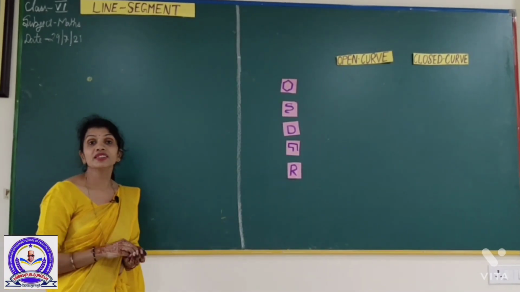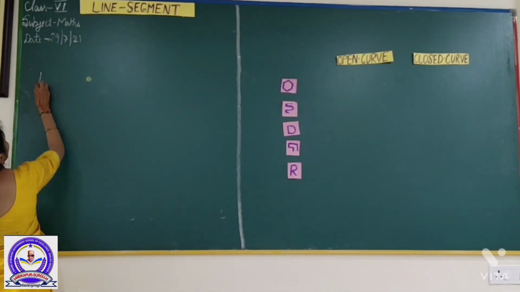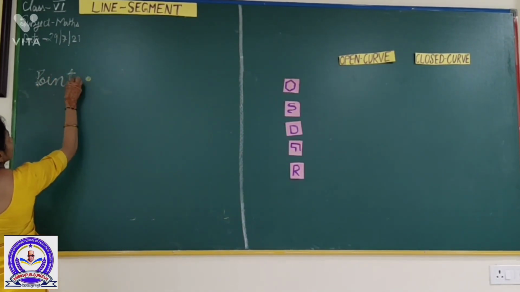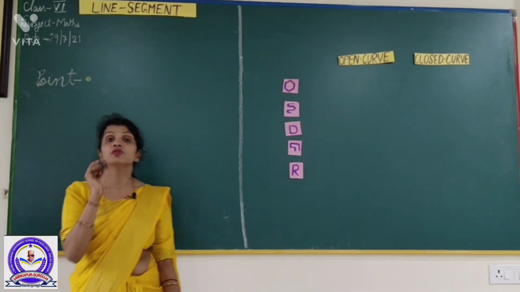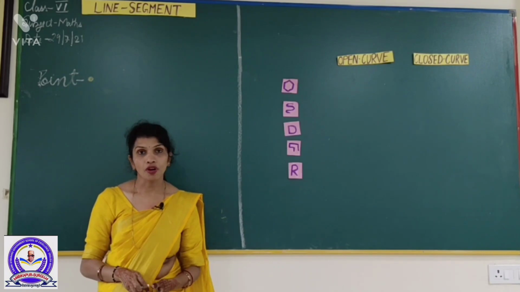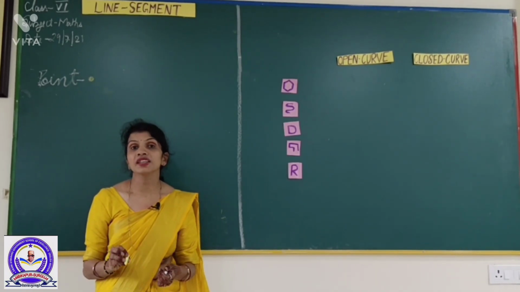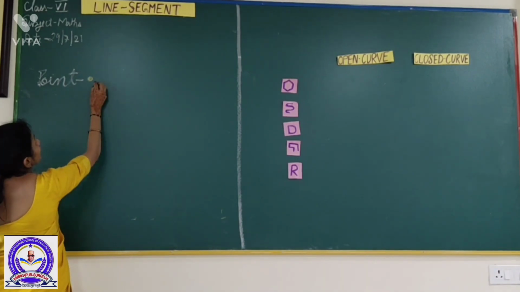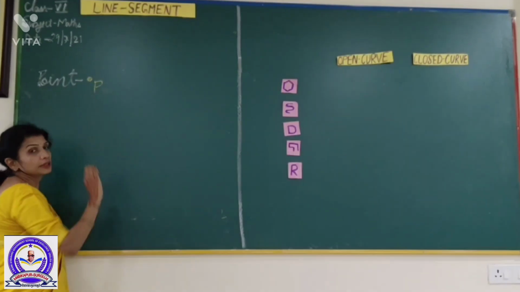Very good. It's a point. You all know that a small dot made by a sharp pencil is known as a point, and we always represent it by a capital letter. We represent a point by a letter P.